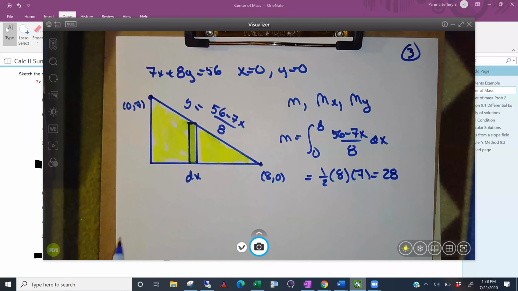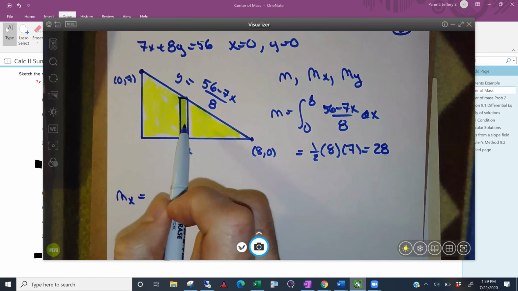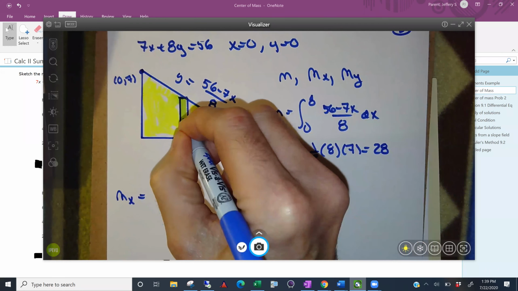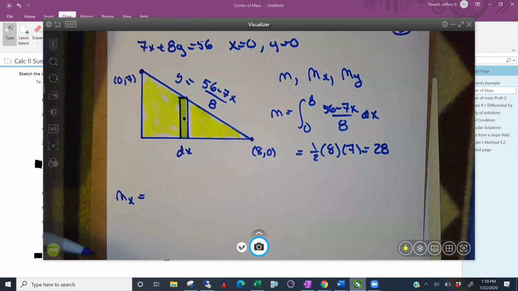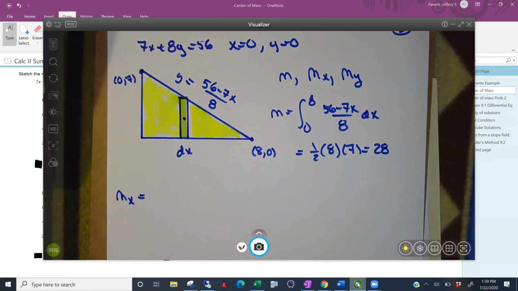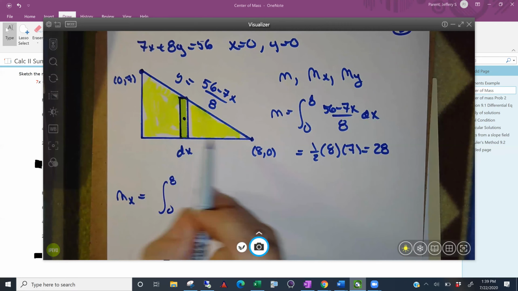Let's work on m sub x next. This is the tendency to want to push around the x-axis. That tendency is going to be felt right here at the center of that plate. So we're going to integrate between 0 and 8, because these slices can come from anywhere from 0 up to 8.